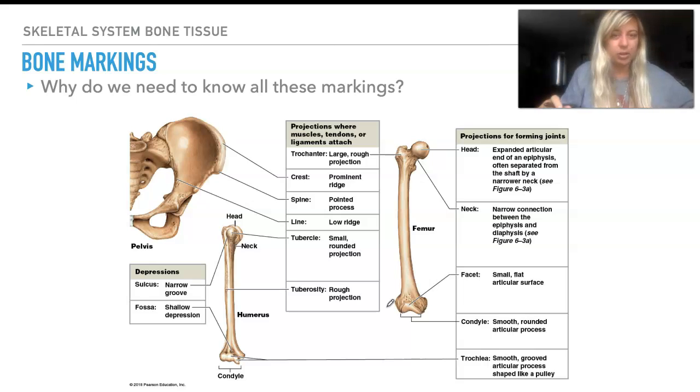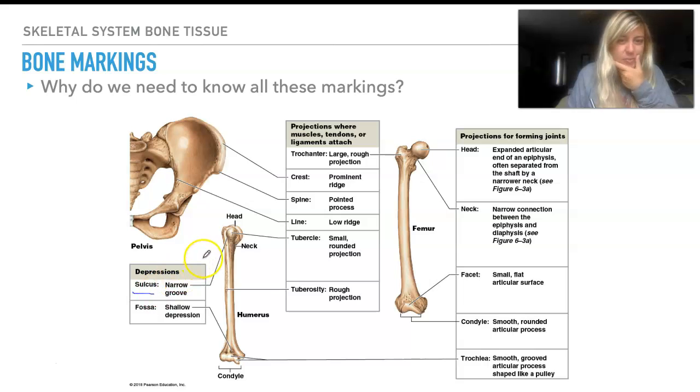A few other terms. We have depressions within bones. So a sulcus is kind of a narrow groove. So for example, here there's a little sulcus or groove that's between two structures. It's between the tubercles. There's two tubercles here, and it's between them, the intertubercular sulcus.